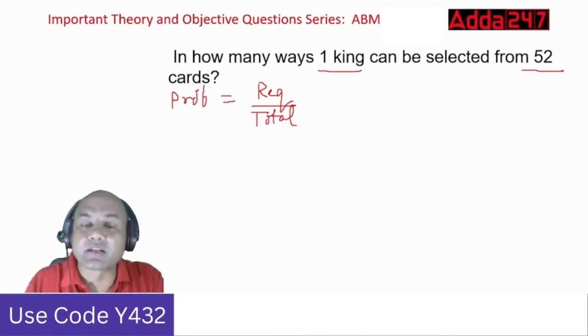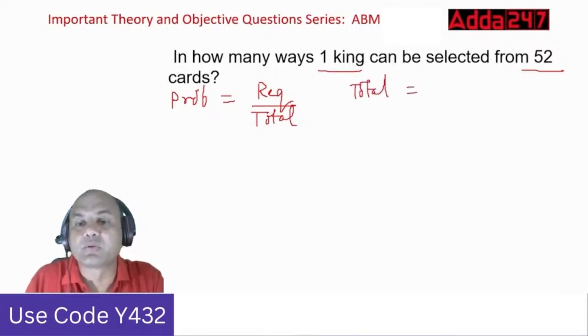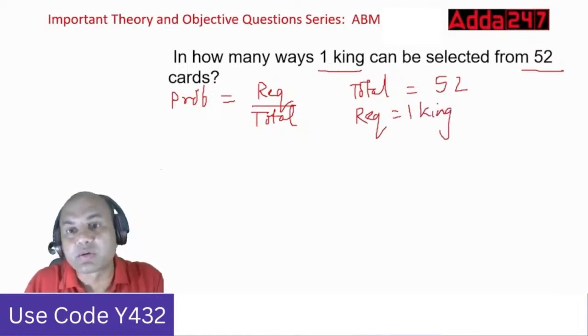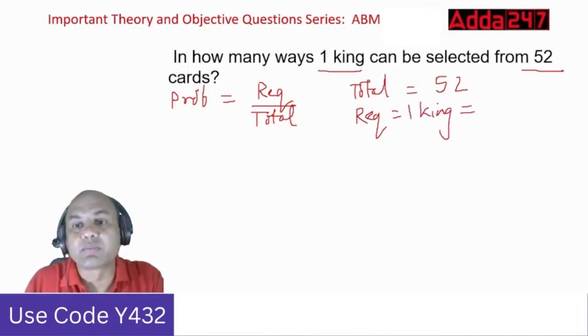Okay. Now let's get it. What is the total over here? How many cards are there? 52. What is required? Required equals one king, right? But one king can be selected from how many kings? How many kings are there in total? Total number of kings is 4.